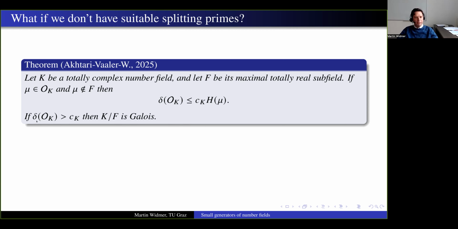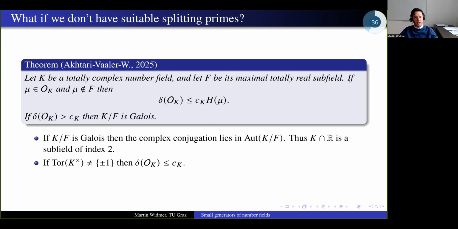There's an additional observation. If the delta invariant for O_K happens to be bigger than C_K, then K over F is necessarily a Galois extension. And this additional structural result implies in particular that there must be a subfield of capital K of index 2. If you consider K to be embedded into C, then you can look at the complex conjugation. This must be an automorphism of K fixing F, because K over F is Galois. And if you look at the fixed field of the group generated by the complex conjugation, you get a subfield that has index 2 and sits in R. And since K itself does not sit in R, it must be exactly the intersection of K with R. Okay.